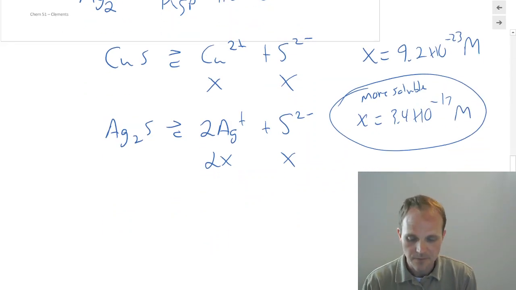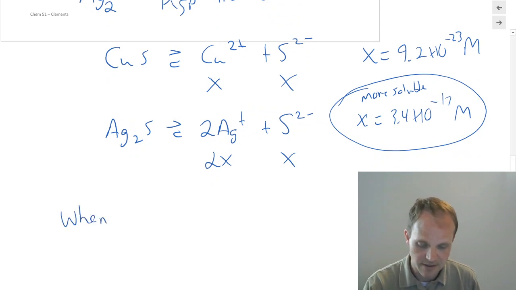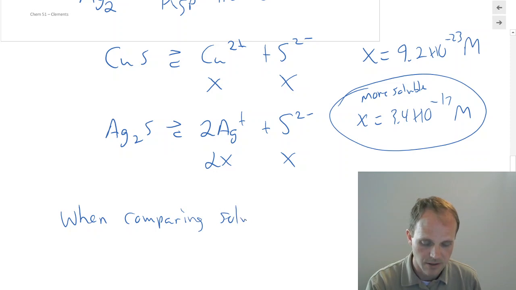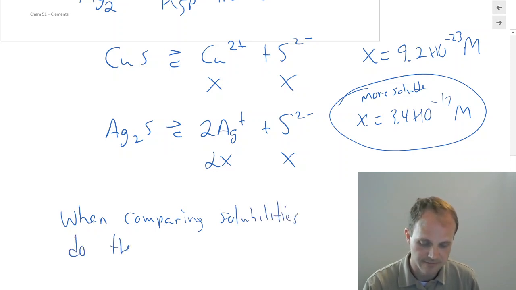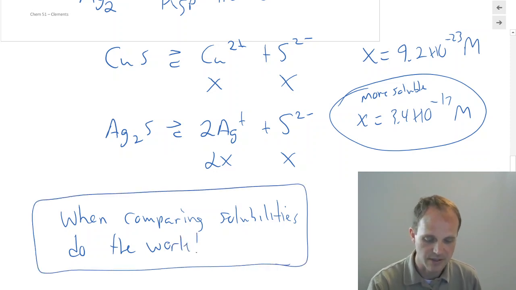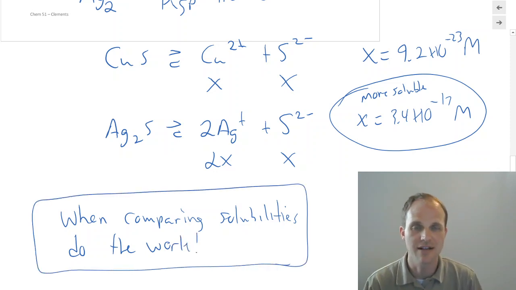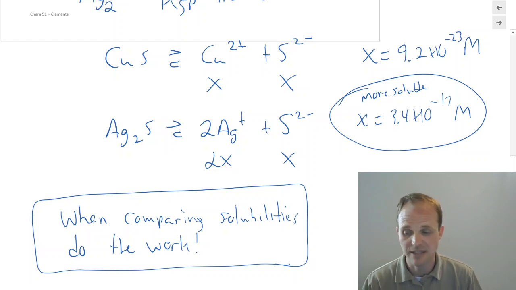So when comparing solubilities, do the work. Do the work to actually do it. Don't just say, this one has a higher KSP, so it's more soluble, because that's not always true.